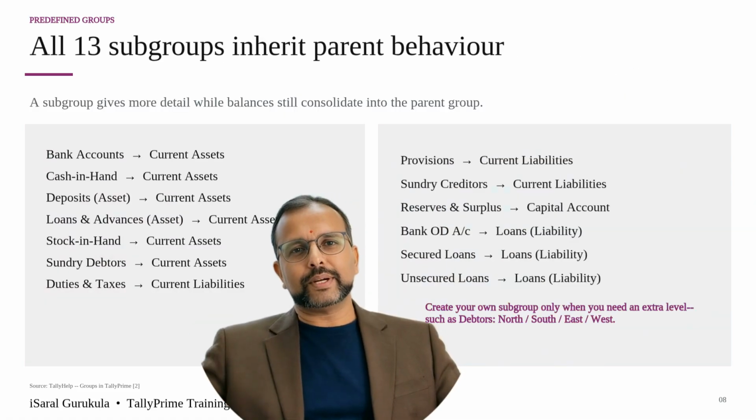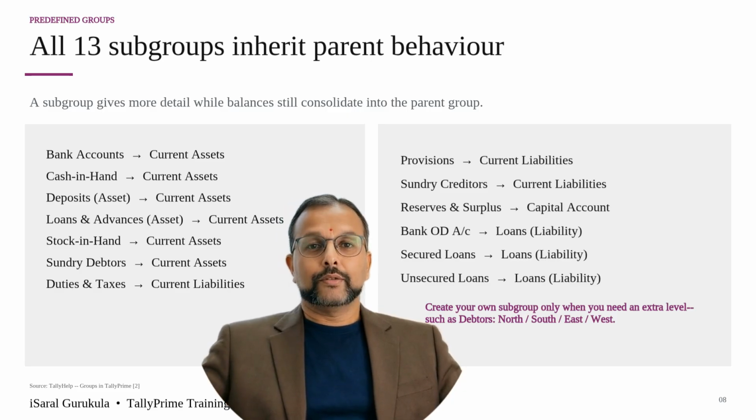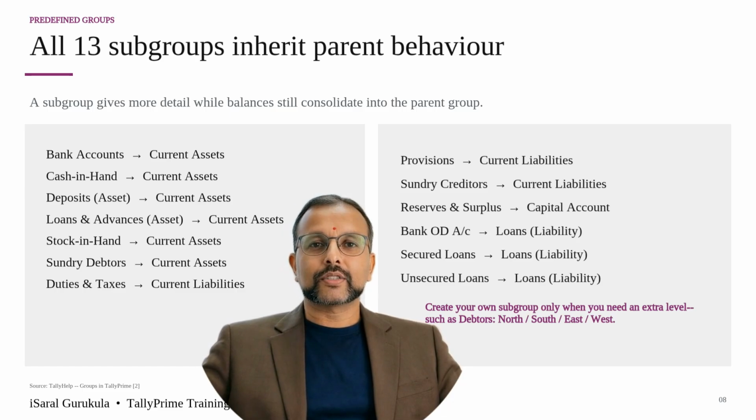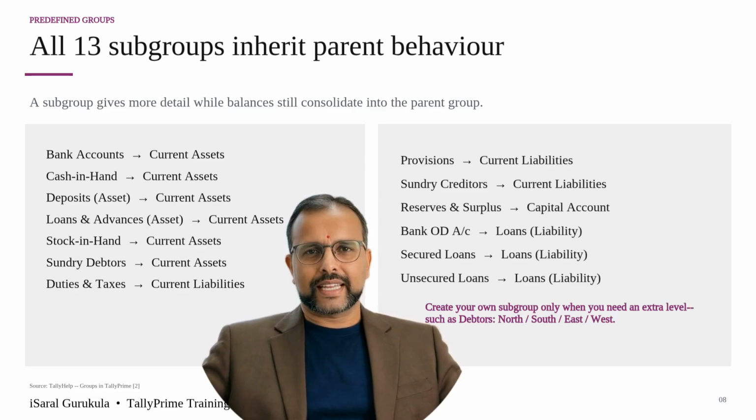Now let's see the 13 predefined subgroups. Each one inherits its parent group's behavior. For example, bank accounts, cash in hand, deposits, loans and advances, and stock in hand all flow up to current assets. Duties and taxes, provisions, and sundry creditors roll up to current liabilities. And secured loans, unsecured loans, and bank overdraft all sit under loans as a liability. Here's the rule. Create your own subgroup only when you need an extra level of detail. For instance, if you have customers in the north, south, east, and west, you might create regional subgroups under sundry debtors to track them separately.